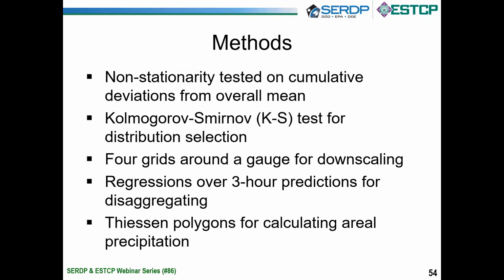For the spatial downscaling, we used 4 grids around the gauge. Different climate models have different grids, so we use 4 grids surrounding a gauge to do the spatial downscaling. For the temporal downscaling, we used a regression method, which is a statistical method. We regressed over the 3-hour precipitation and got regression equations and bias correction factors. Then we did the temporal downscaling. Thiessen polygons were used to calculate area precipitation for each watershed.